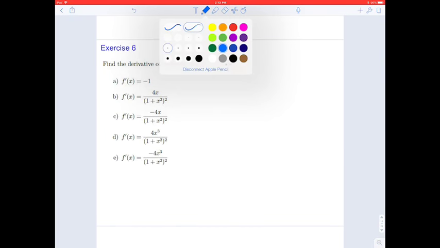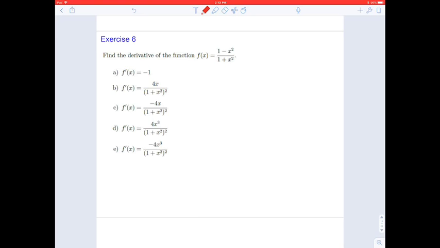Exercise number 6. Find the derivative of the function. Rational function 1 minus x squared over 1 plus x squared. And this is multiple choice. Let's see if we can get one of those options. I believe one of them is correct. Looking at the function, we can't simplify. We have to apply the quotient rule.